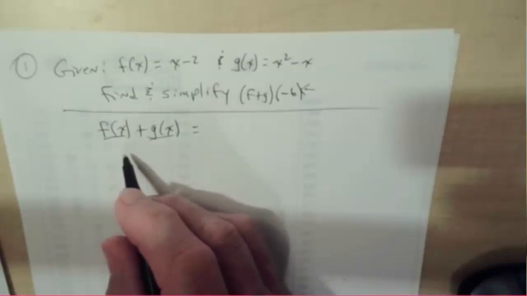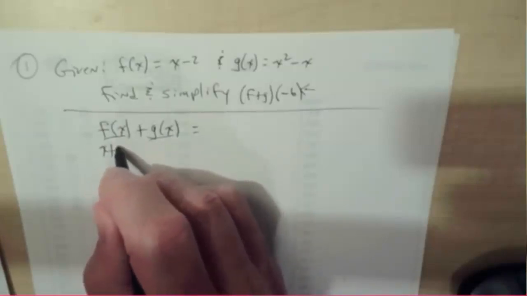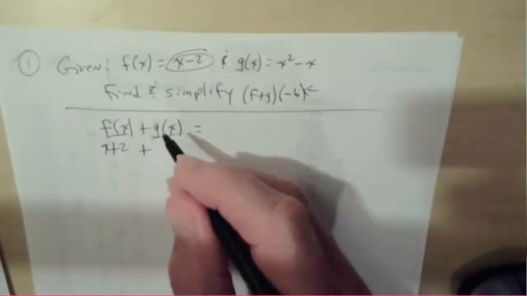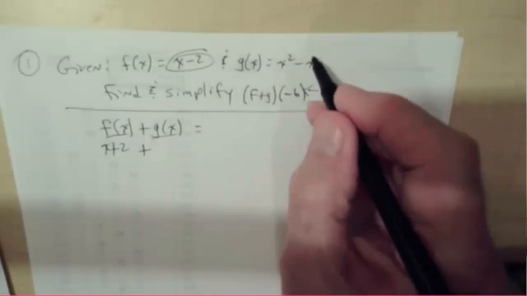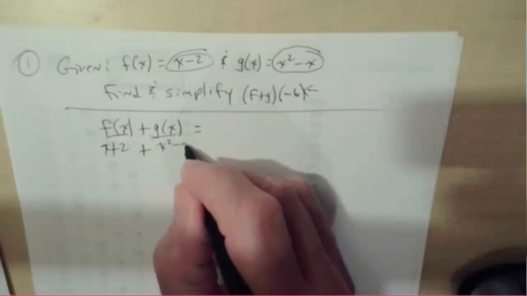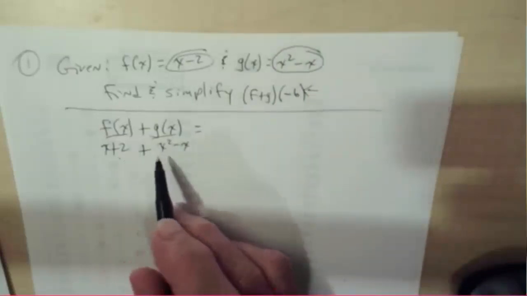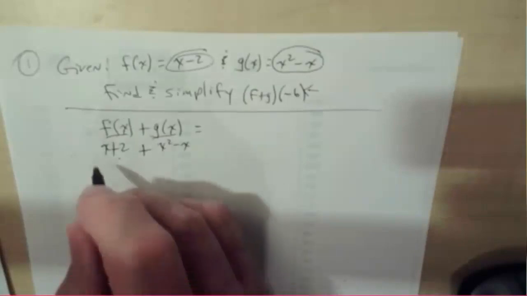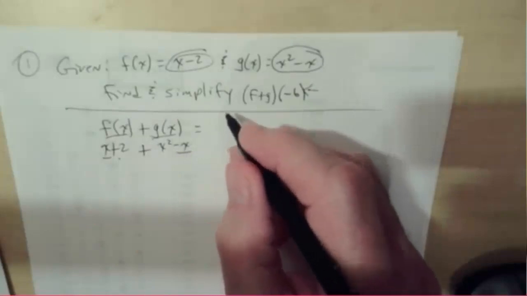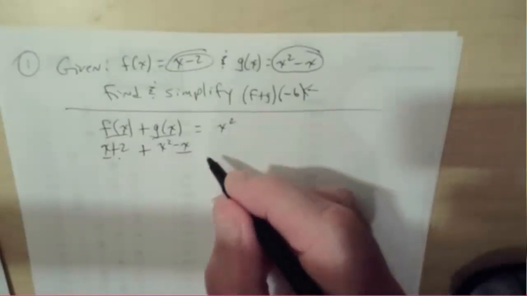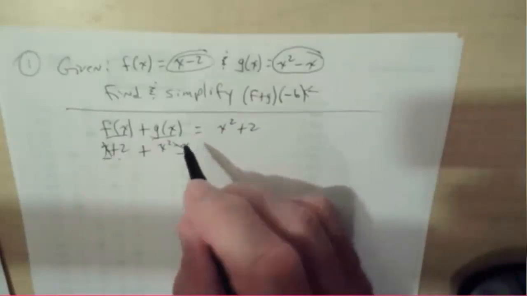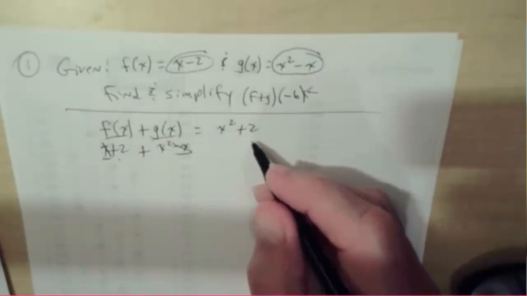So f of x is x plus 2, plus g of x, which is x squared minus x. Okay, so we're going to add these two things together. We're just going to combine like terms. x and negative x is 0. That's gone. So we end up with x squared plus 2. Any number minus itself is 0. So we end up with that.